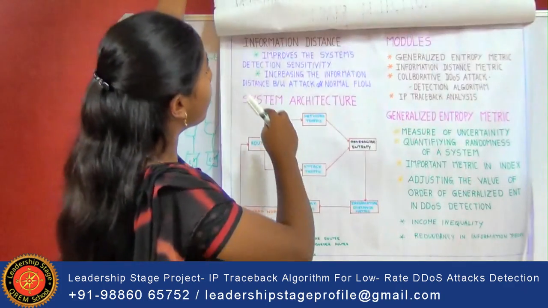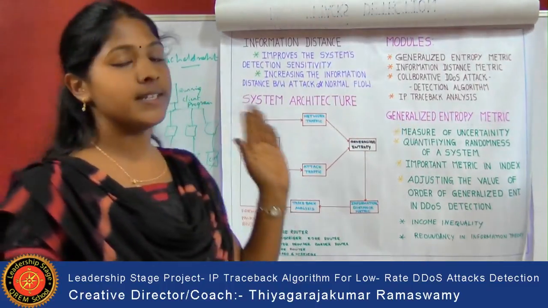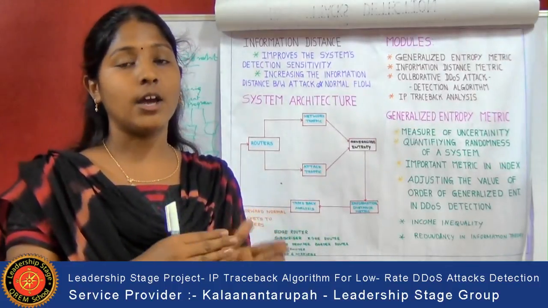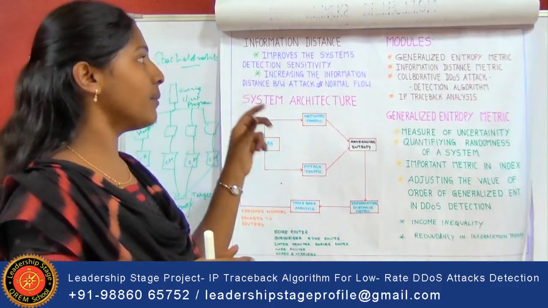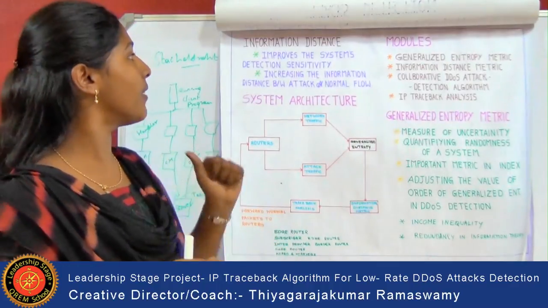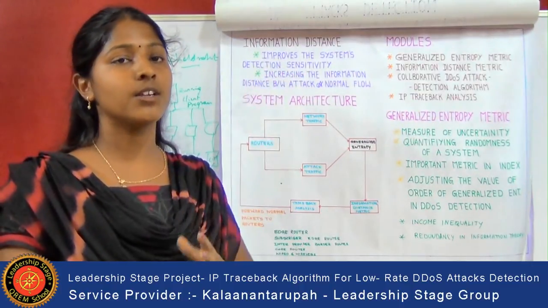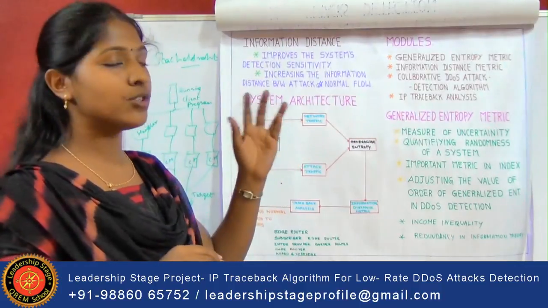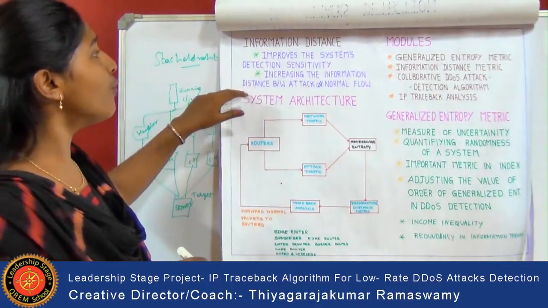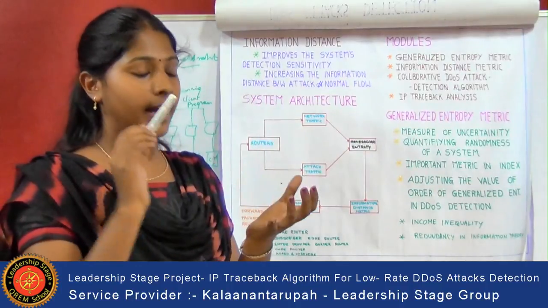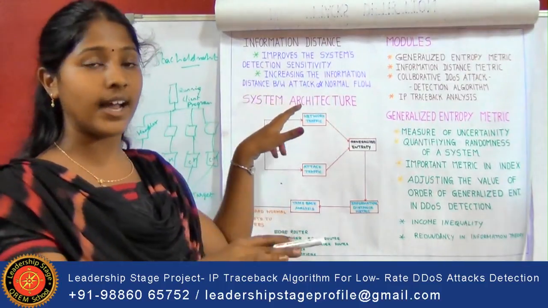And next is the information distance metric. There will be normal network traffic and attack traffic. The normal traffic and attack traffic are compared to find the information distance, that is the gap between the attack traffic and the network traffic. Using this information distance metric, it improves the system detection sensitivity, and the false positive rate will also be low. But in the existing system, the false positive rate is very much higher. So to find the DDoS attack early and to reduce the false positive rate, we are increasing the information distance between the attack flow and the normal flow.